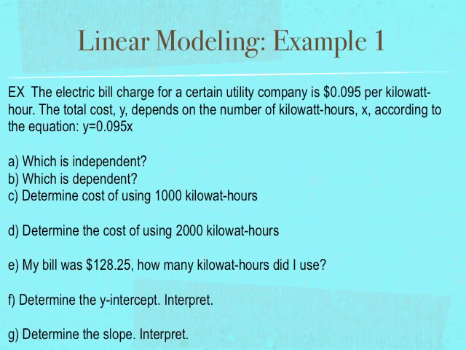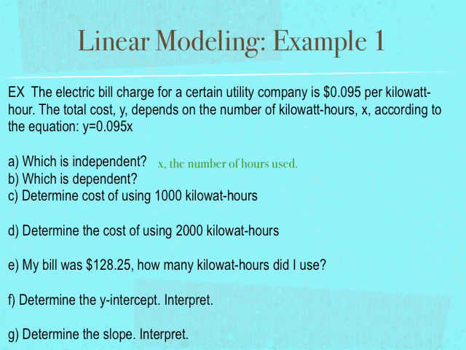Okay, so let's do this first one. The electric bill charge for a certain utility company is that per kilowatt hour. The total cost Y depends on the number of kilowatt hours X according to the equation Y equals 0.095X. Now here I could have had you come up with the equation. You actually do have enough information, but I didn't. I gave you the equation. Which of those variables is independent? The number of hours or your bill? Well, that's a pair we've already talked about.